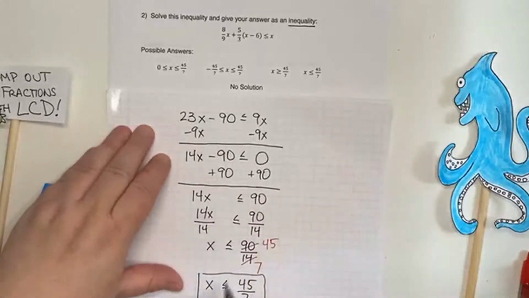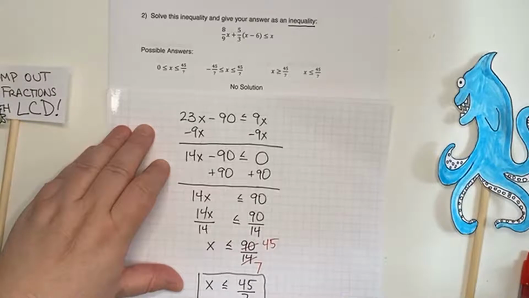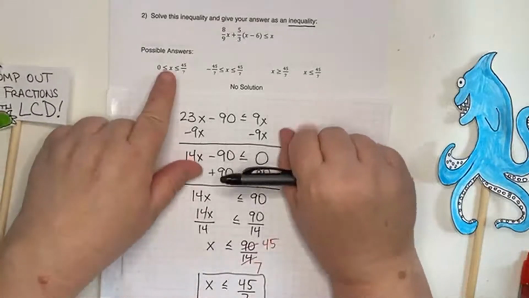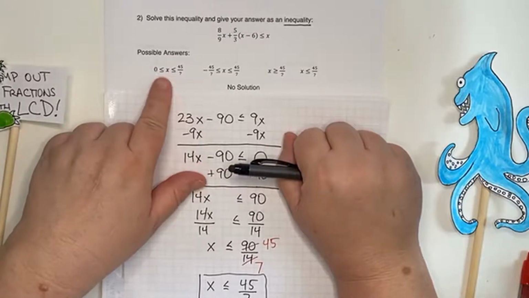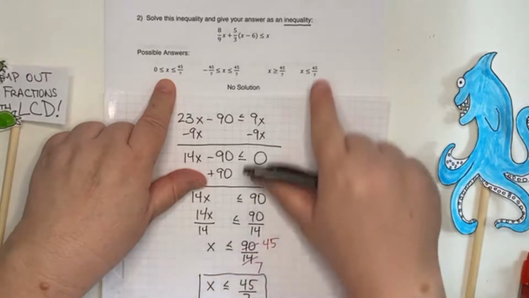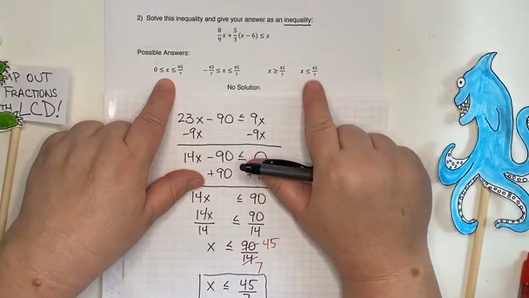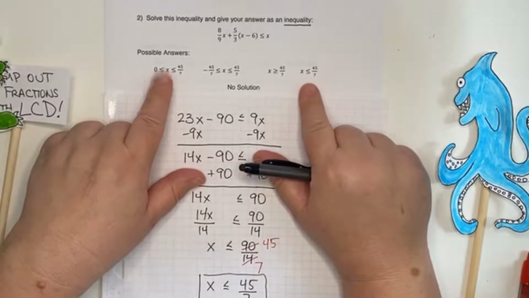Okay, x is less than or equal to 45 over 7. Now, sneaky. I don't know if you guys can see that, but this says 0 is less than or equal to x is less than or equal to 45 over 7. And this one simply says x is less than or equal to 45 over 7. So these seem like they're the same.